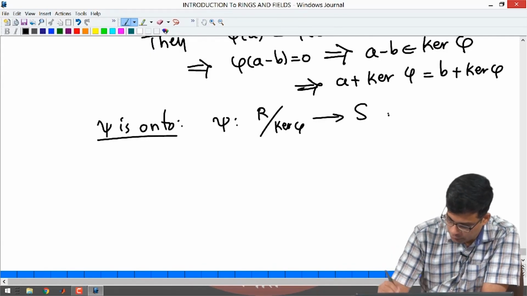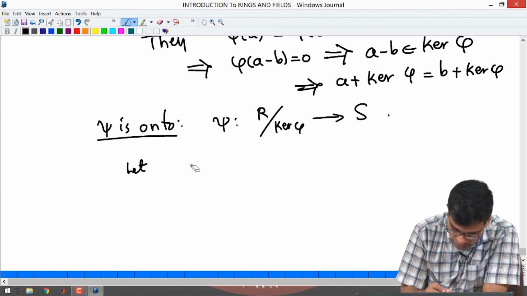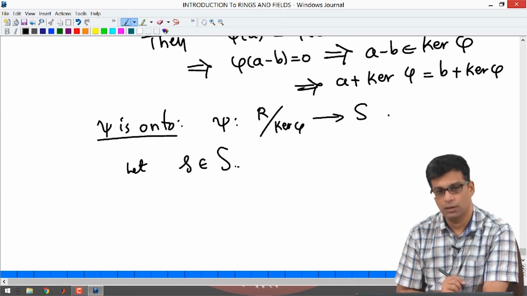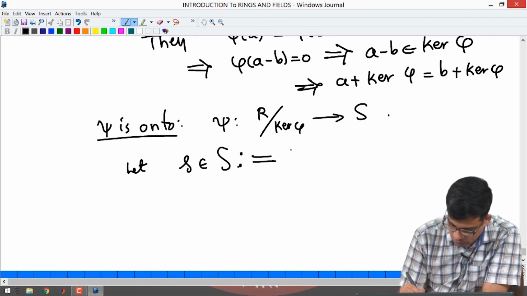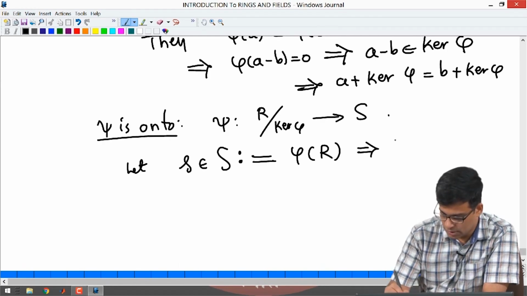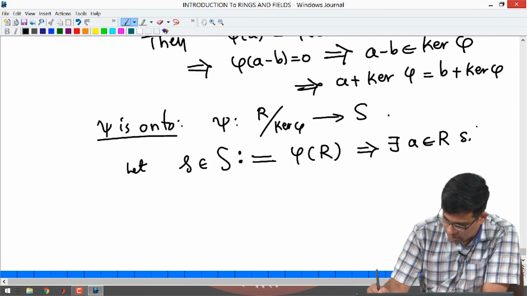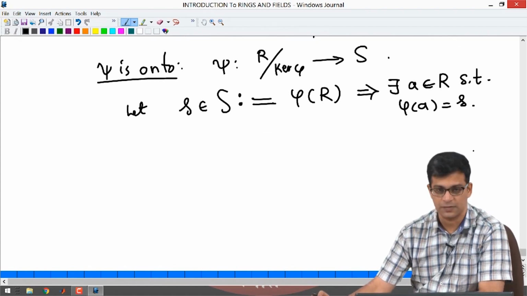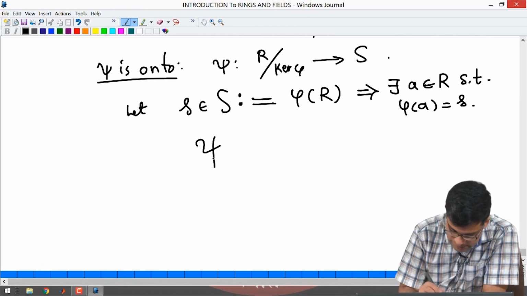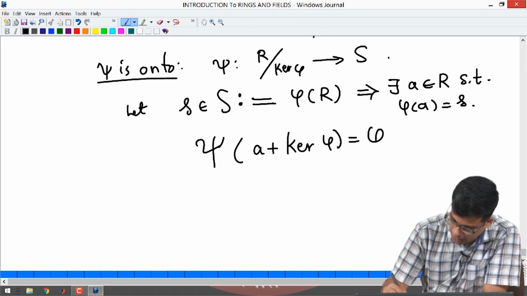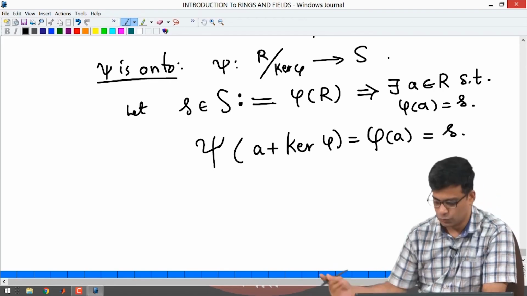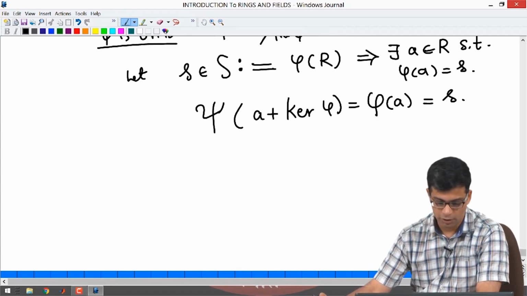So, pick any element of S. Let us say small s is an element of capital S. But what is capital S? Remember, capital S is by definition phi of R. So, that means there exists A in R such that phi of A equals s. That means small s is an image of something, but that means psi of A plus kernel phi is by definition phi of A, which is s. Okay. So, everything in S is in the image of psi. So, psi is onto.